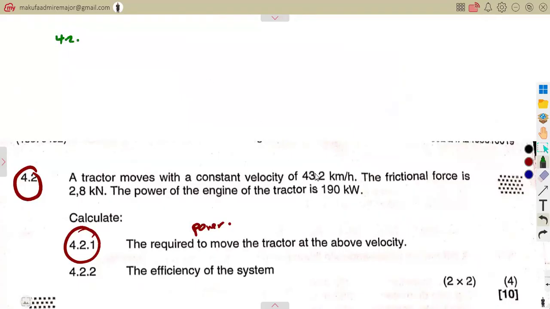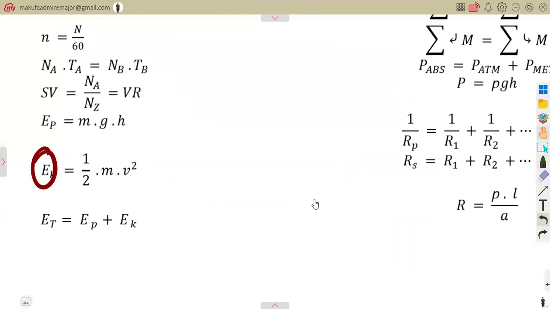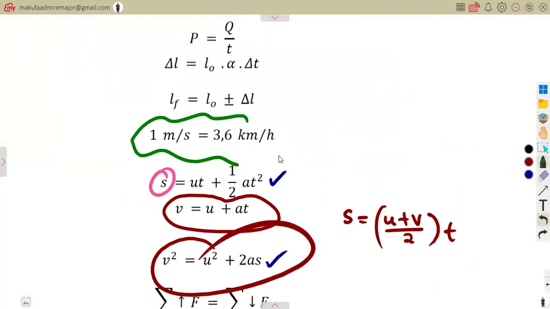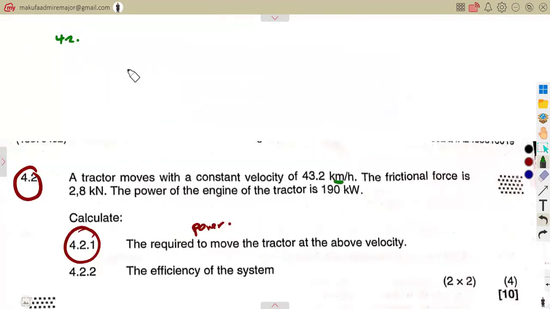So remember from that formula, whenever you're given kilometers per hour, you must change to meters per second. I talked about that here. 1 meter per second equals 3.6 kilometers per hour. So divide that by 3.6. So 43.2 divided by 3.6 as our velocity. It was going to be 12 meters per second.